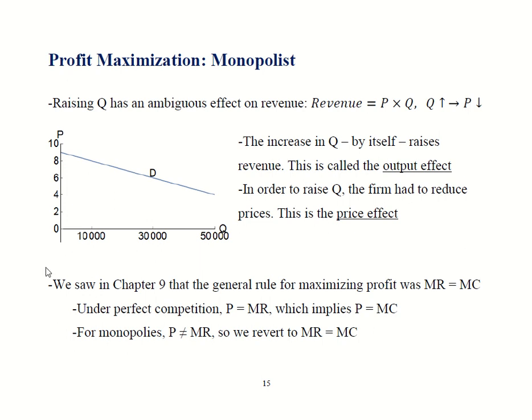So while a particular rule of price equals marginal cost does not apply anymore, we can go back to the more general condition we had earlier. The general rule we established was that marginal revenue equals marginal cost. In the special case of perfect competition, price equaled marginal revenue, so you make that substitution, which produced price equals marginal cost. We can't do it anymore. We just got to revert to marginal revenue equals marginal cost.